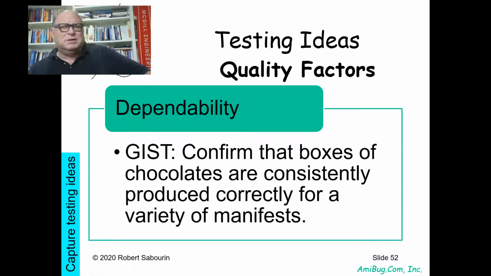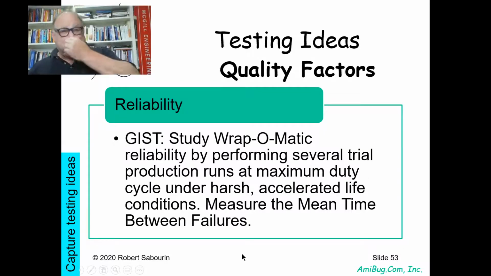Dependability. Confirm that boxes of chocolate are consistently produced correctly for a variety of manifests. So is it dependable? Is it reliable? Study the Rapamatic reliability by performing several trial production runs at maximum duty cycle under harsh accelerated life conditions and measure the mean time between failures. You might need someone with knowledge of statistics to figure out how to measure that.